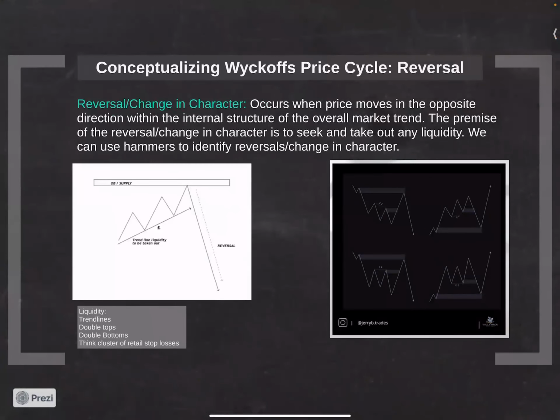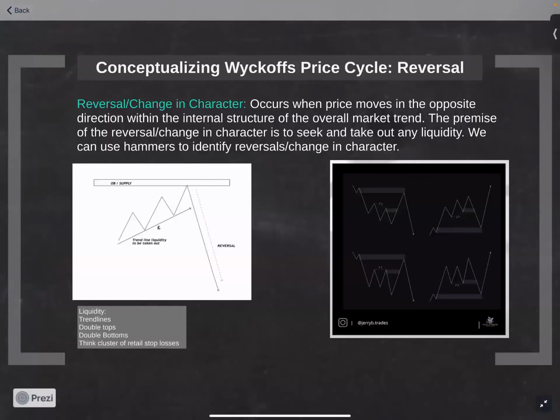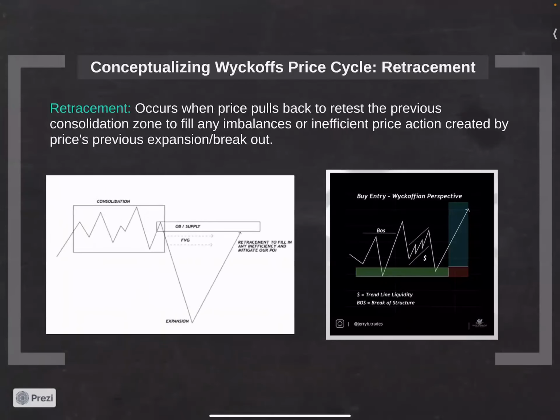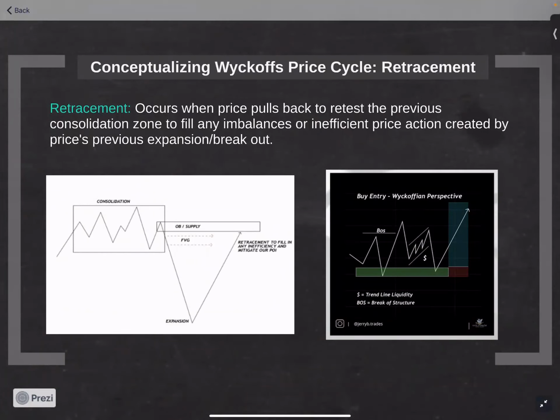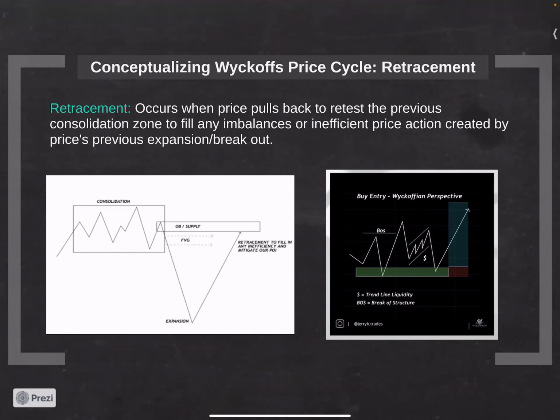All right, so now we have our reversal or change in character. This is going to occur whenever price moves in the opposite direction within the internal structure of the overall market trend. In our previous example, we have a bullish channel being formed, right? Price sweeps those stops within the lower time frame and targets the most extreme demand zone before giving us a higher high.